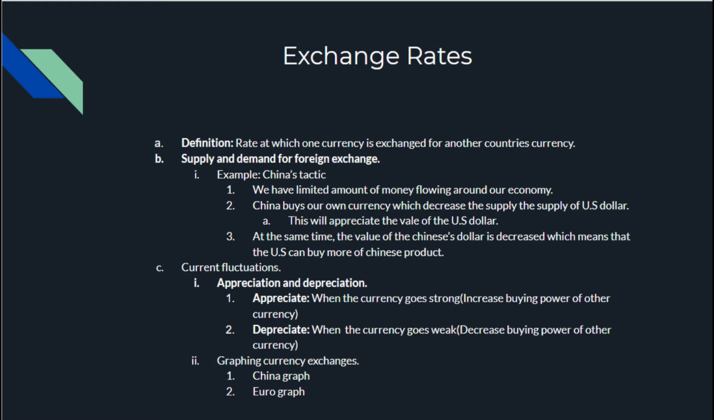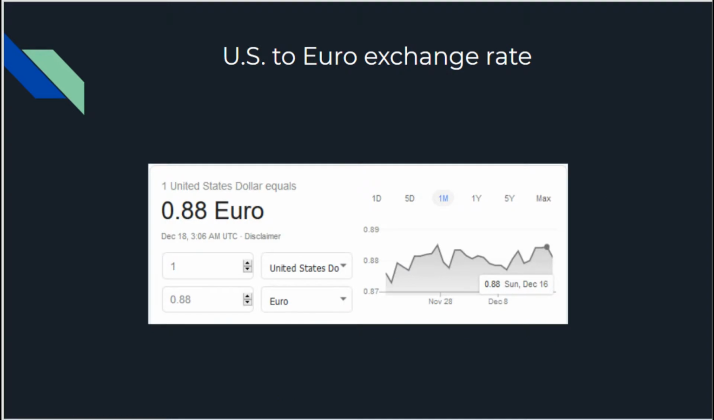Here are a few graphs of currency exchanges. Let's look at the exchange rate graph from the US dollar to euros. As you see in the number on the top left, it says that 1 US dollar is equivalent to 0.88 euros. And if you look at the graph, it shows us how it was before. As you see, there are a lot of dives down, which means that the US dollar most of the time depreciated, or the euro appreciated compared to each other.